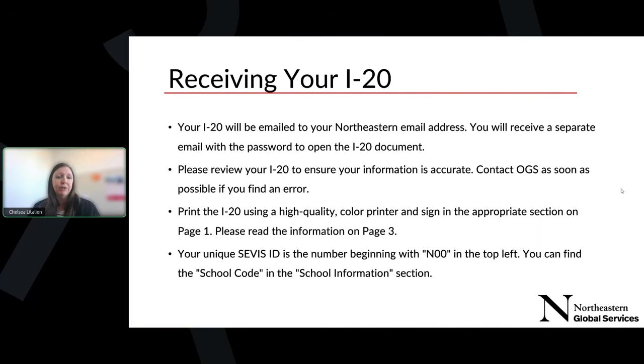You'll want to print that I-20 using a high quality printer. And then once you've read all 3 pages that I mentioned previously, sign page 1 of that document. The I-20 will also have a SEVIS ID in the top left. That is your unique SEVIS ID throughout your entire time in F-1 status. It's going to start with N00, and it'll be in the top left part of the document.